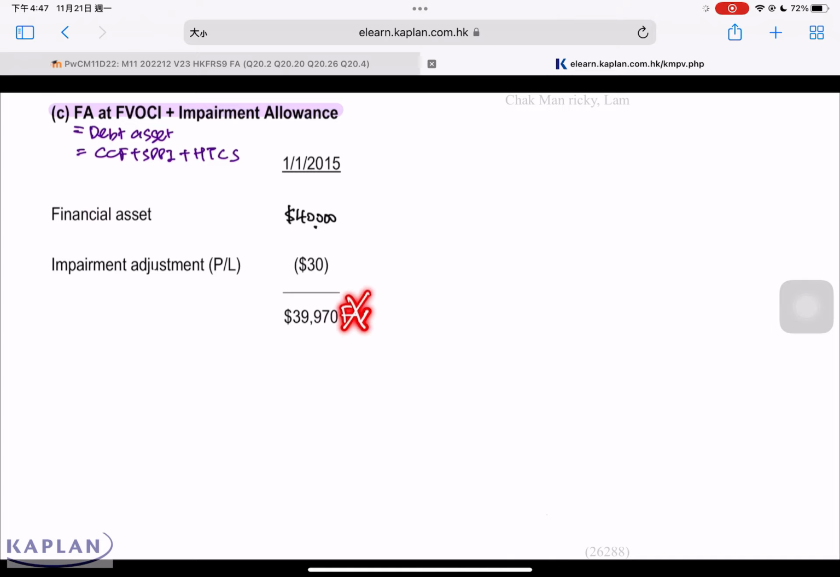This is not fair value. This is the fair value. We must put back to the fair value, which is equal to 40,000. We have to put back the 30. This is the adjustment that must go to OCI. At the first day of the investment, financial assets must be measured at fair value.